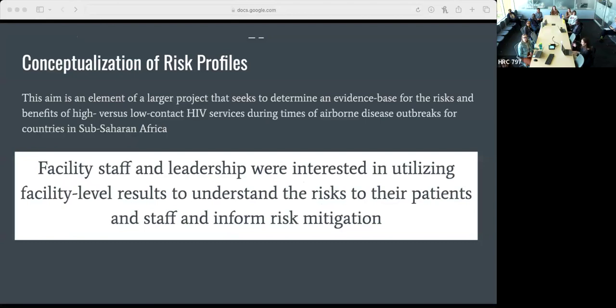So as I mentioned earlier, this aim is an element of a larger project that seeks to determine an evidence base for the risks and benefits of high versus low HIV services during times of airborne infectious diseases for countries in sub-Saharan Africa. During my time there conducting the pilot data collection, and from many of my colleagues who are collecting data, it's been a combined observation that facility staff and leadership were interested in utilizing facility level results to understand the risks to their patients and staff and inform risk mitigation.